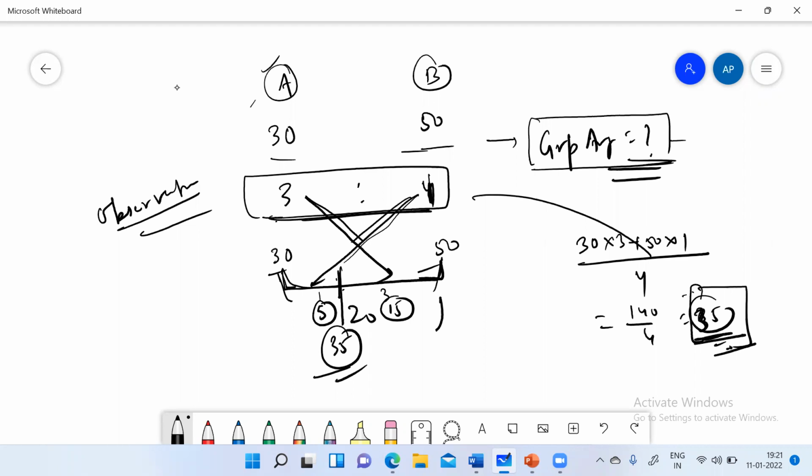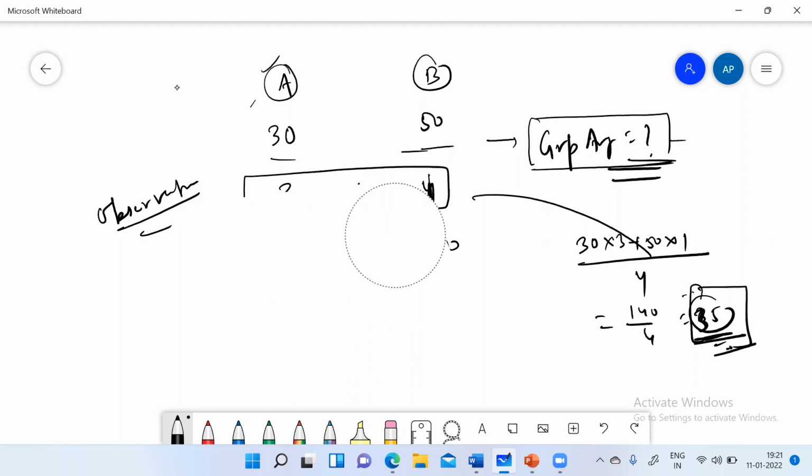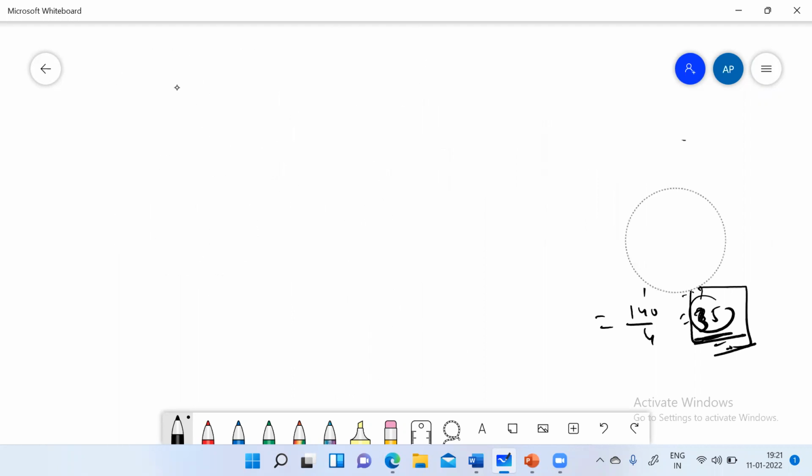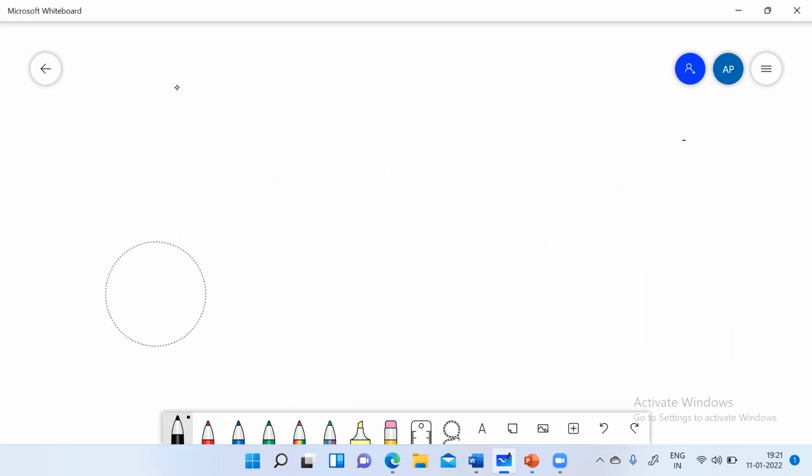Yes. Okay. So now you will use this thing as an advantage. Like, let's say group A has a value of 30 and group B has a value of 44. And there are 30 students in A and 40 students in B. What will be the average here? Group average, what will be the group average here?